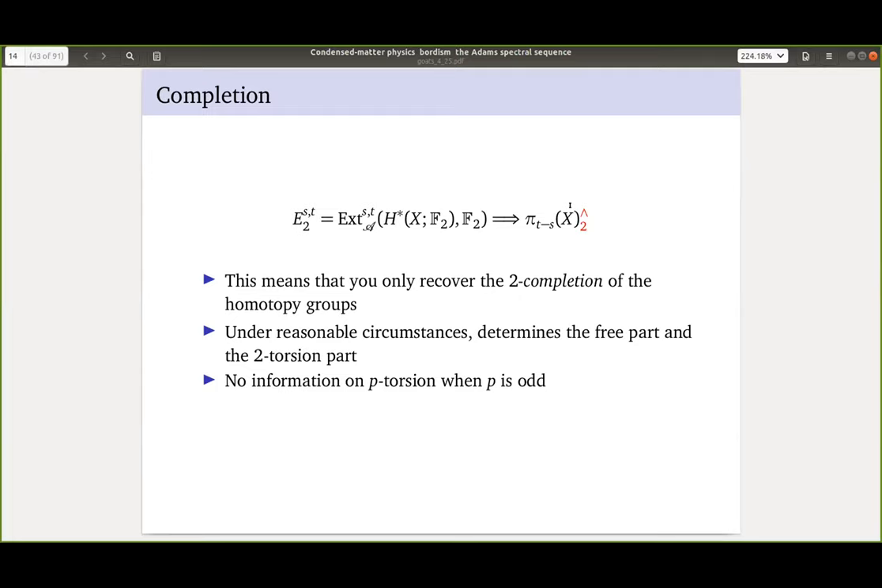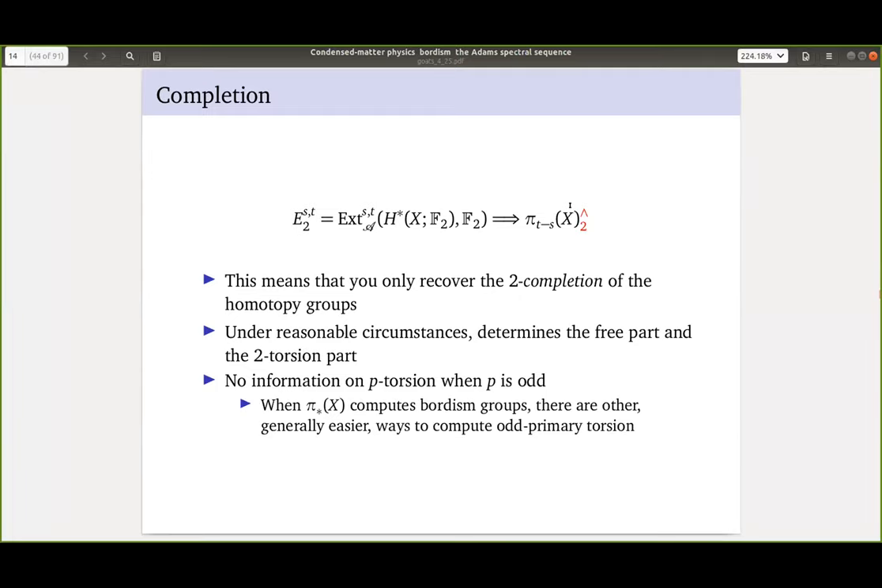This sounds sad, but at least in the case when this is telling you bordism groups, which I'll have to say something about, what kind of X tells you this, there are other ways to compute odd primary torsion, which are usually easier than the two-torsion bit. So I'm not going to worry about that much in this talk, but there are lots of fun ways to do that. And again, they're usually not as painful.